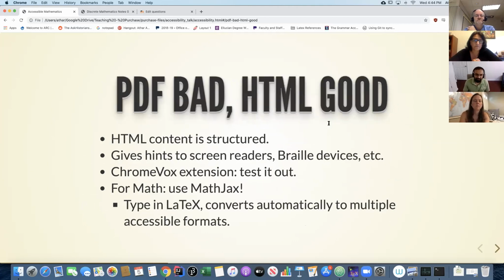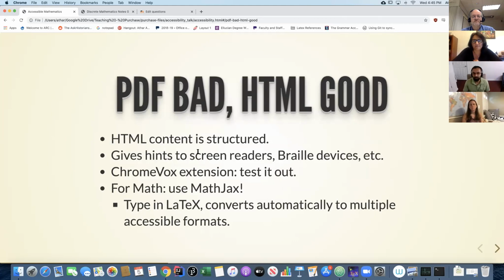The idea is that HTML is structured, and the web community has known about accessibility issues for decades now. I remember back in the 90s when I was a kid reading about why people use certain HTML tags instead of others, and there was lots and lots of good documentation about that. So the web community has known about and thought about accessibility issues for a long time.